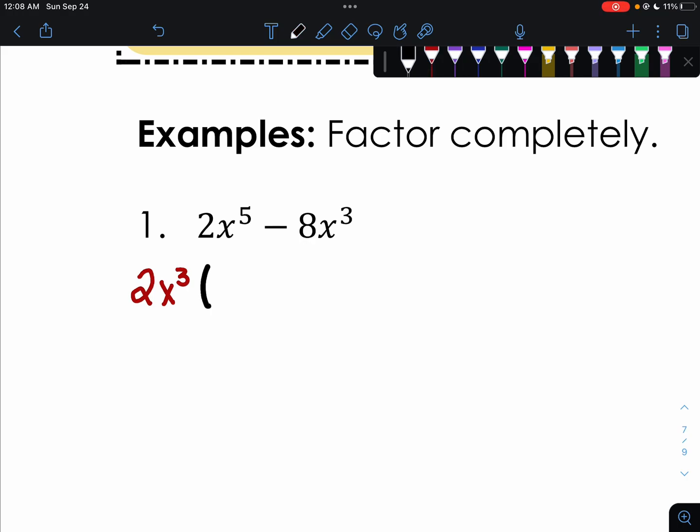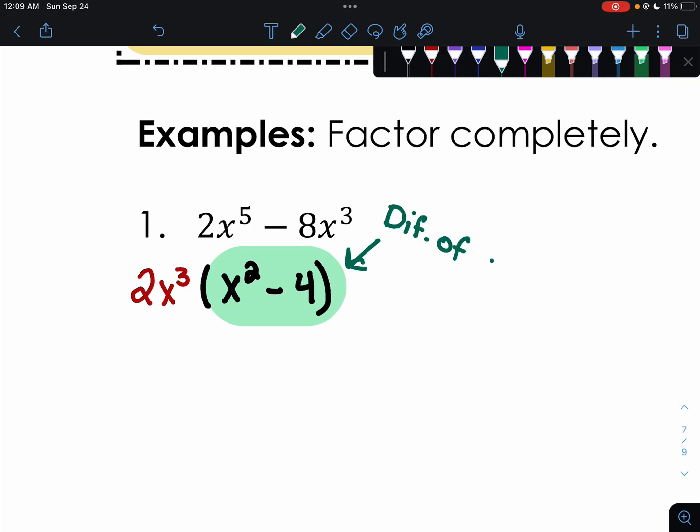So when we do that, we're going to divide each term by a 2x cubed. So 2x to the 5th divided by 2x cubed is just an x to the 2nd power. The 8x cubed divided by 2x cubed is going to be 4. Then when we're here, most of us would like to stop here, but we see that this right here is a difference of squares. So I'm going to make that note. I'm going to abbreviate. So we need to keep factoring. So our greatest common factor is going to keep staying there, and we're going to break this up.